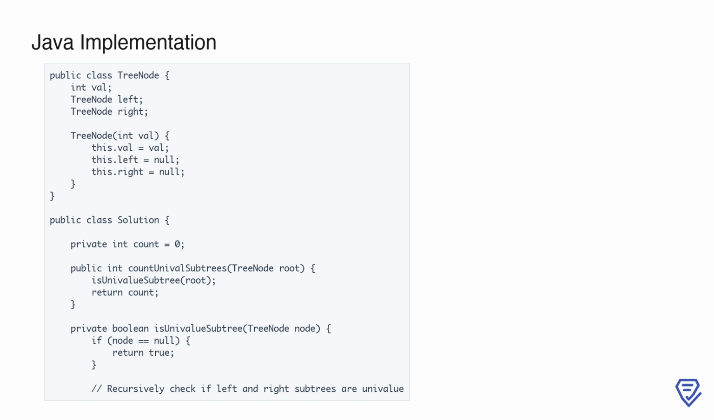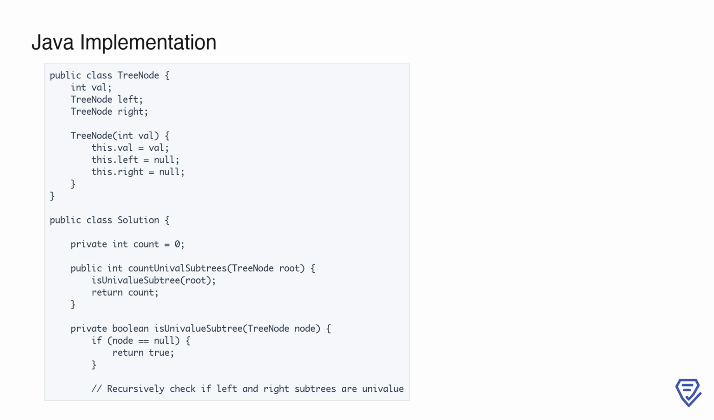Next, in the solution class, we declare a private integer variable count to track the number of Univalue subtrees. The main method, countUnivalSubtrees, takes the root of the tree as input and calls a helper method, isUnivalueSubtree. This helper method is responsible for determining if a given subtree is a Univalue subtree. Finally, the count of such subtrees is returned.